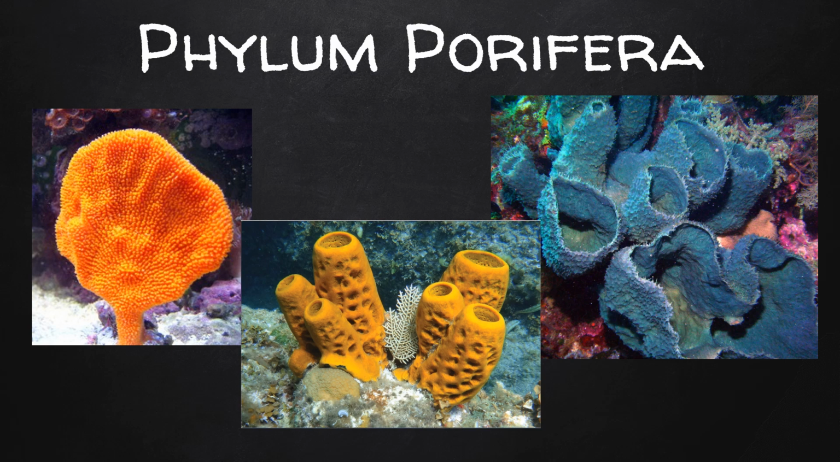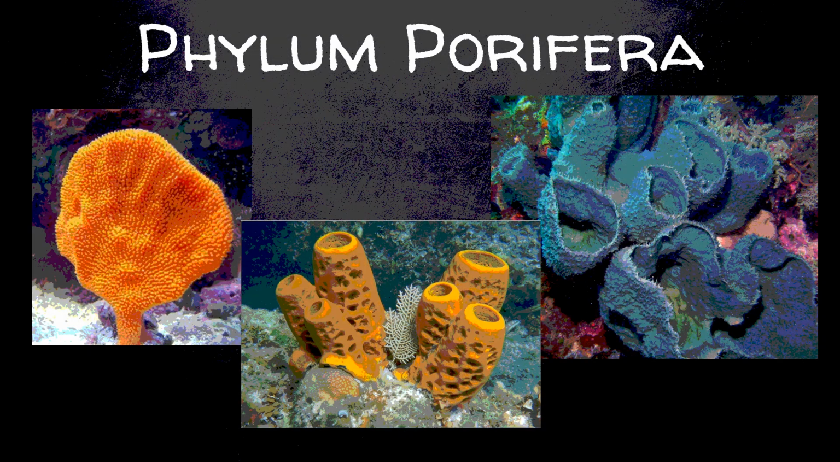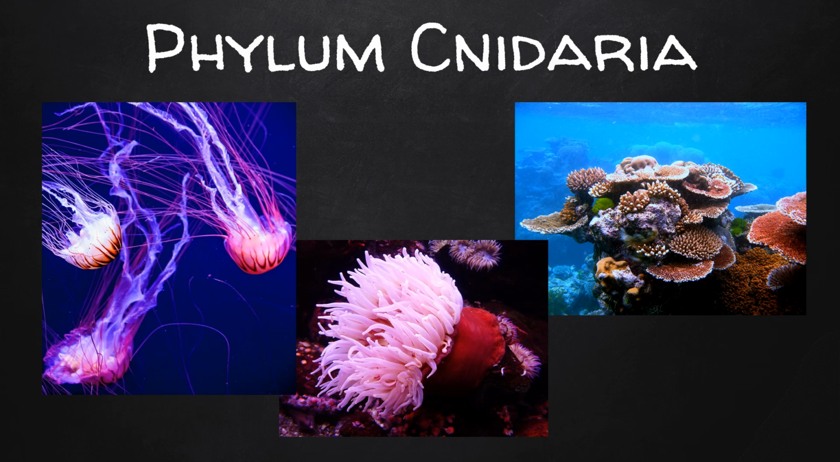Sponges are found in phylum Porifera. They have porous, asymmetrical bodies that remain attached to the ocean floor their whole lives. This is called sessile. They take water in their bodies and filter out their food. All animals in phylum Cnidaria have stinging cells. These include jellyfish, sea anemones, and corals. Most of these have radial symmetry.